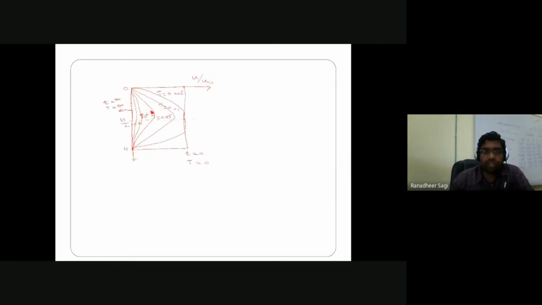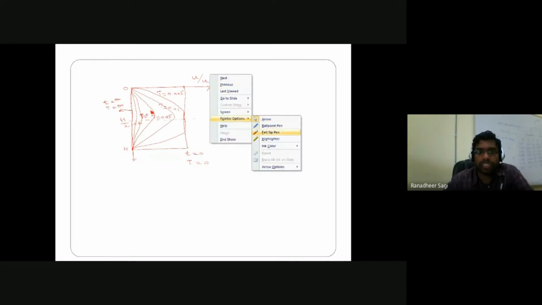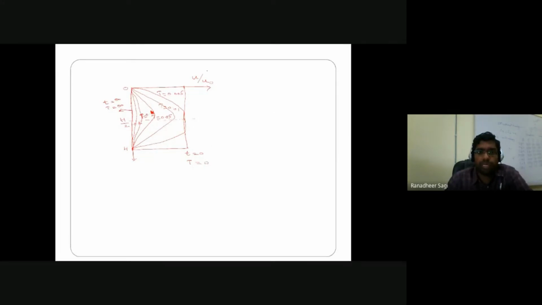If I want to quickly understand how the pore water pressure varies with the depth of the soil, I'm going to plot a graph of the ratio U by U naught. U refers to the excess pore water pressure at any time, and U naught refers to the excess pore pressure at time t equal to 0.